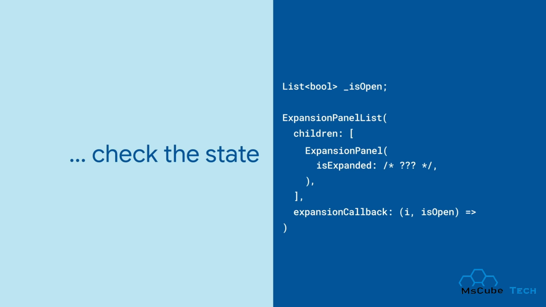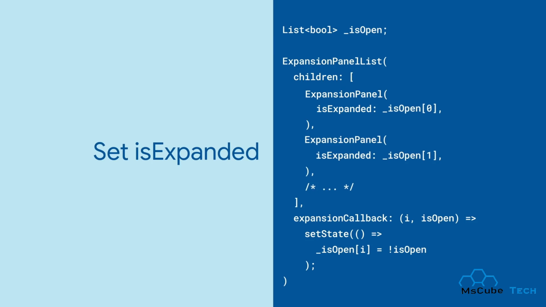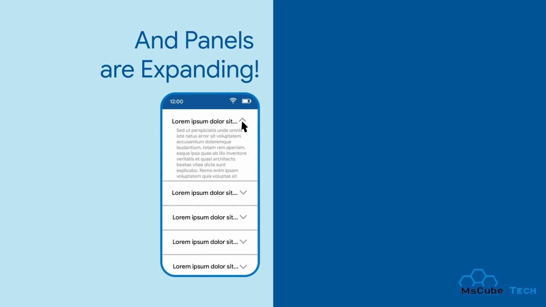Assuming your ExpansionPanelList is in a stateful widget, you can setState to toggle the flag and use this value in each ExpansionPanel's isExpanded. And that's pretty much it.